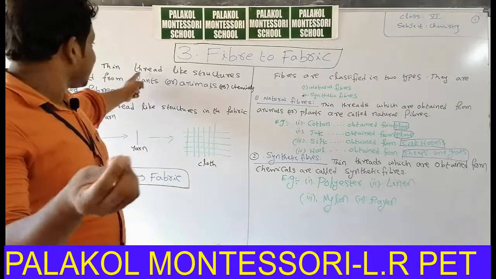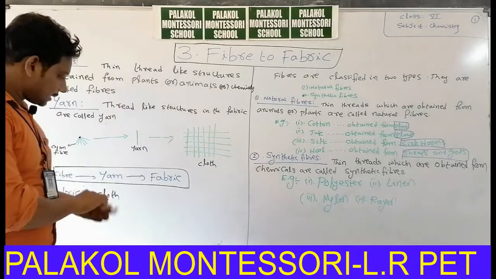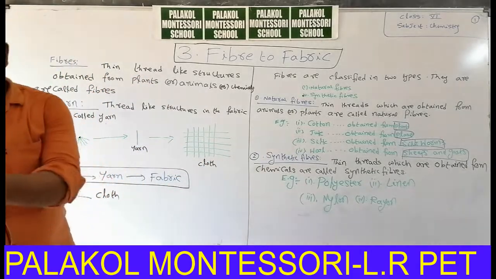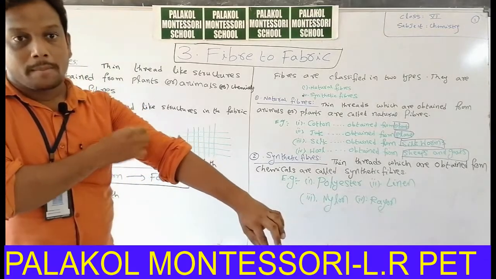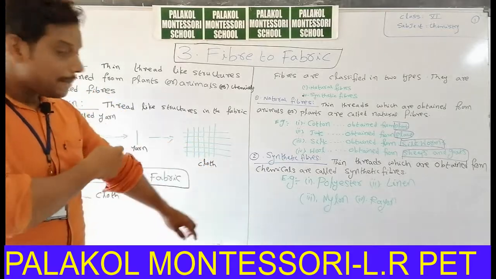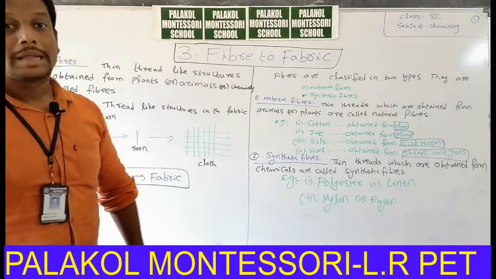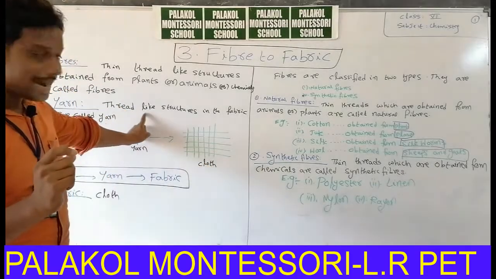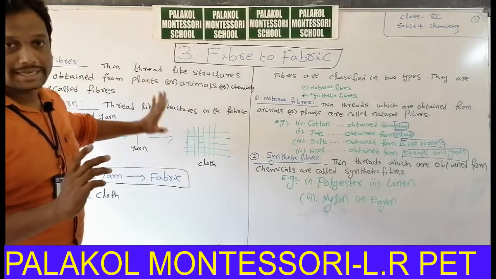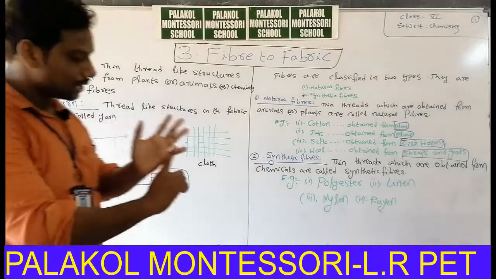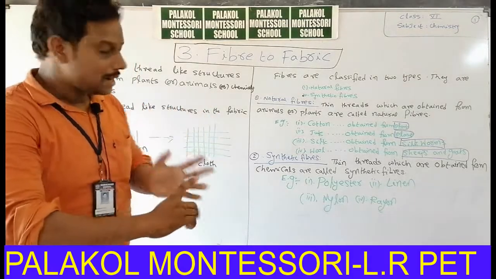Simply small thin threads are called fibers. This type of threads are called yarns. This is called fabric. Fabric is made from thread like structures. Yarn is made from thin thread like structures. This is about introduction to definition of fiber, fabric, yarn.